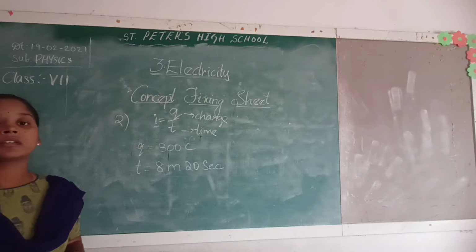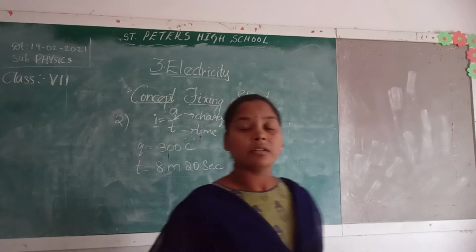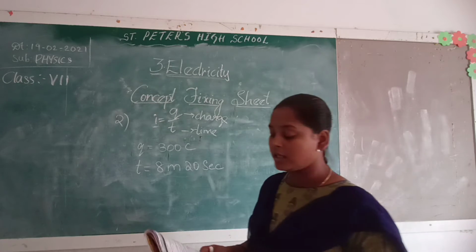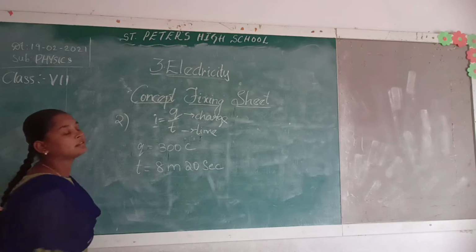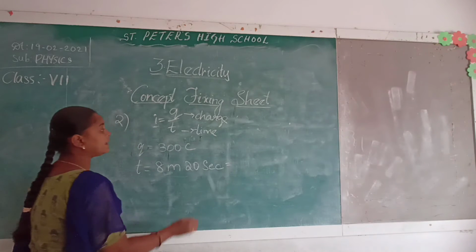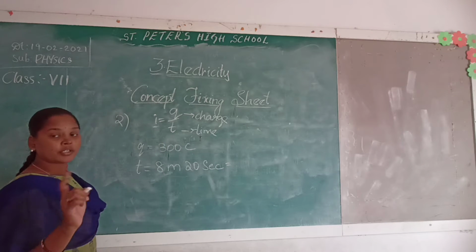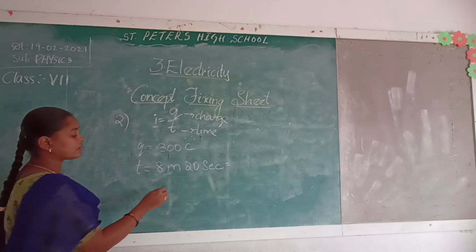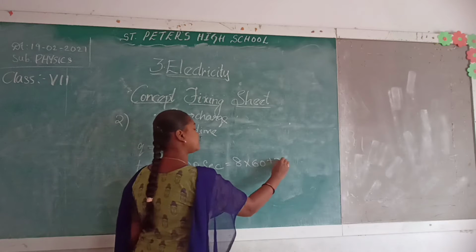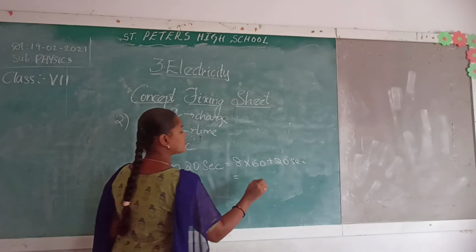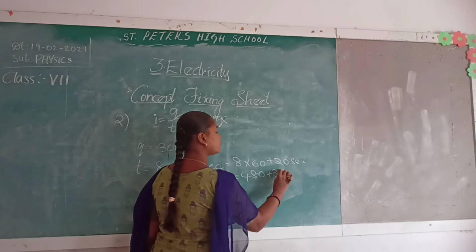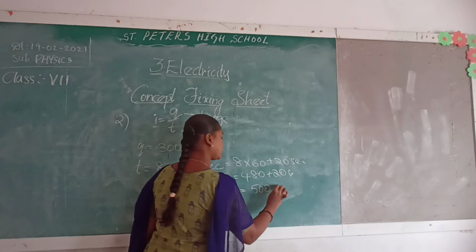But here, we notice that when we are taking current, we need it in ampere. Ampere means coulomb per second. So here we need only the seconds, but it is given in minutes. So convert this into seconds. The unit of time for current is seconds. So 8 minutes 20 seconds can be written as 8 into 60 plus 20 seconds. 8 sixes are 48, 480 plus 20 gives 500 seconds.